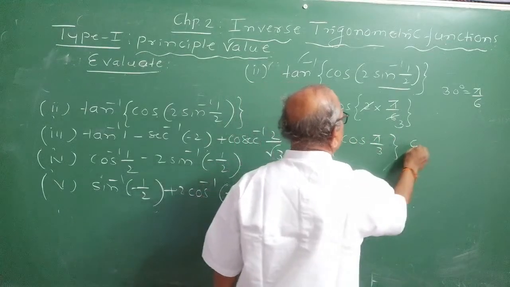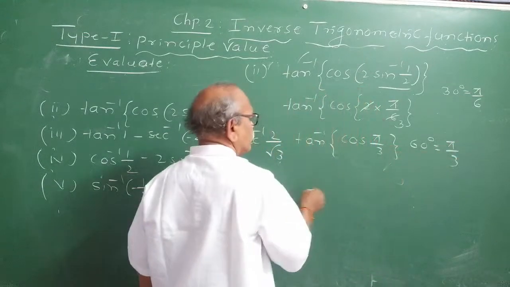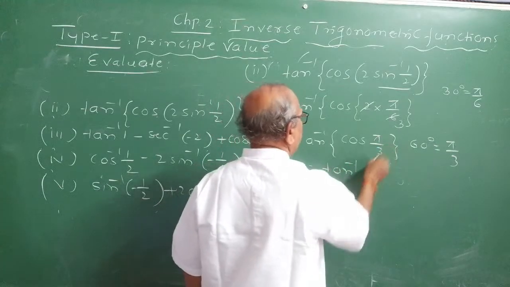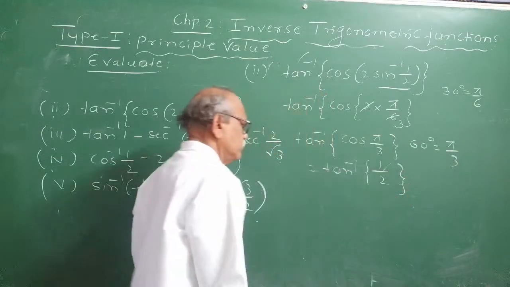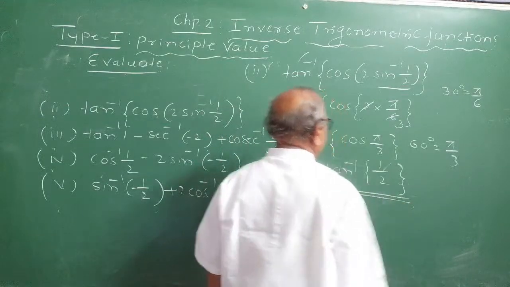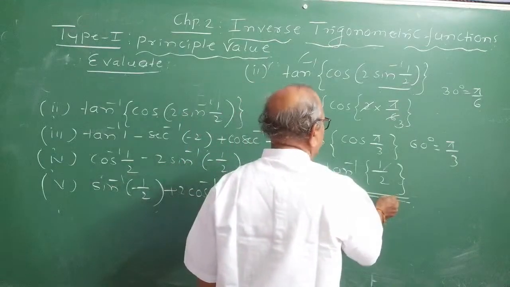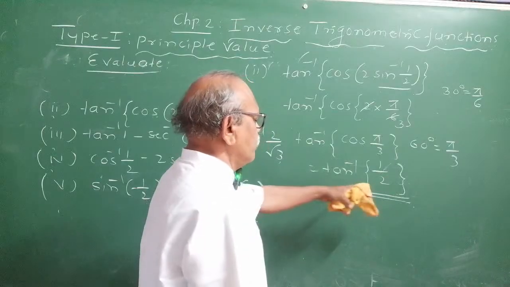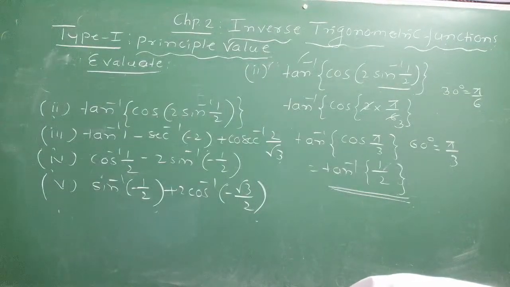Pi by 3 means 60 degree. 60 degree is pi by 3. What is cos 60 degree? It is 1 by 2. Cos pi by 3 is cos 60 degree. The answer is tan inverse 1 by 2. Right? No standard angle for 1 by 2. We have tan inverse 1 by 2. You can put it as it is. The value is tan inverse 1 by 2. Simplified form of it. No standard angle for tan inverse 1 by 2. Therefore, the answer will be tan inverse 1 by 2 only.